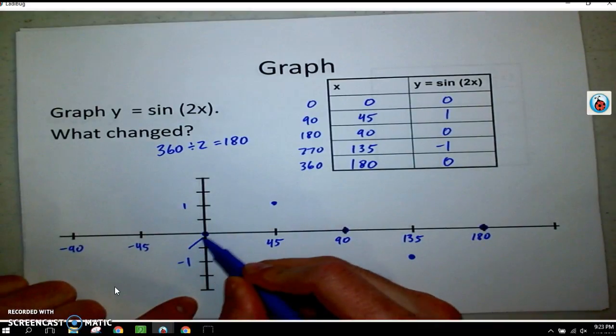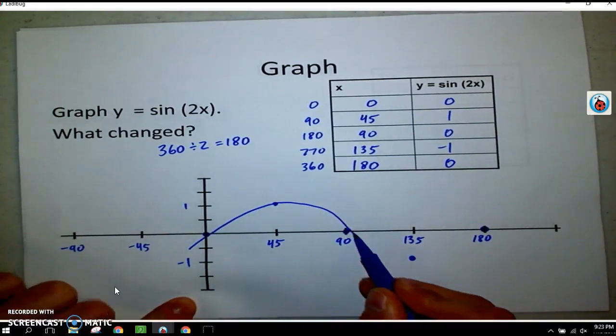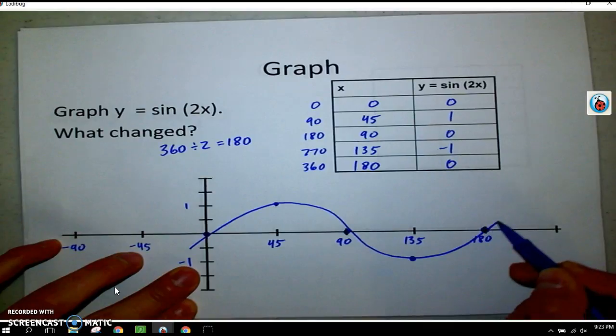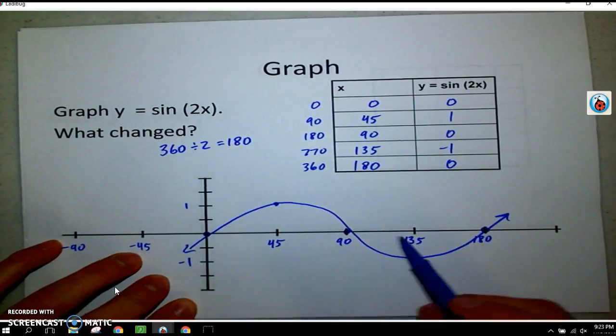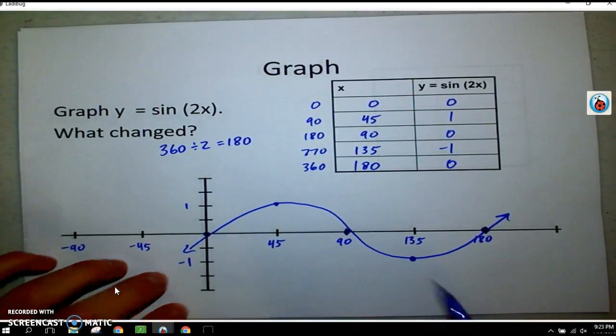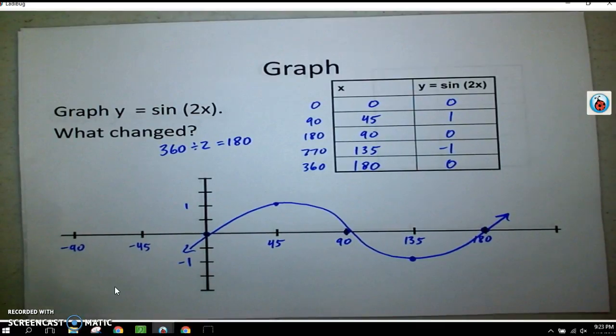And now let's connect those. Yeah, I've had better. This area, not the greatest. All right, but there we go.